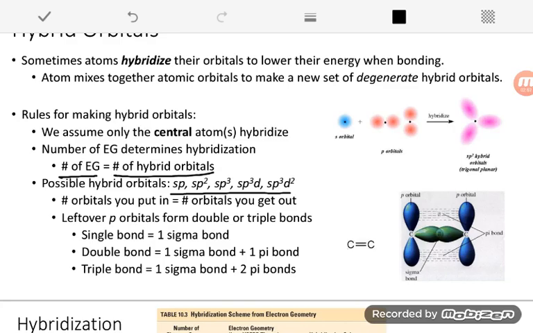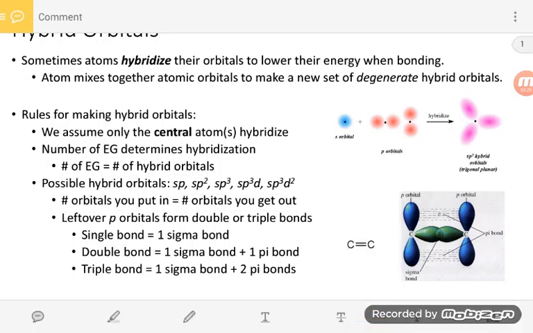What's important is that however many orbitals you put in, that's how many orbitals you're going to get out. With sp, because we put in 1 s and 1 p, we're going to get 2 hybrid orbitals out. For sp2, we put in 1 s and 2 p's, so we're going to get 3 hybrid orbitals out. For sp3, we put in 1 s and 3 p's, we're going to get 4 hybrid orbitals out, and so on. So this one would be 5, and this one would be 6. However many atomic orbitals I put in, that's how many hybrid orbitals I'm going to make.